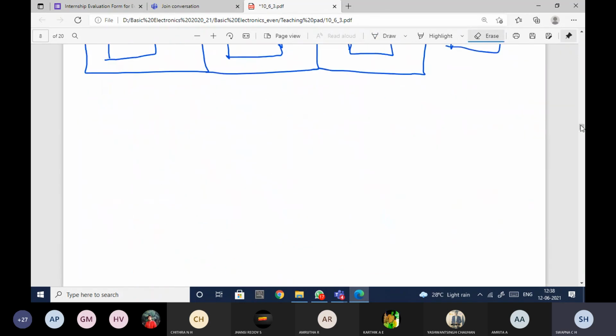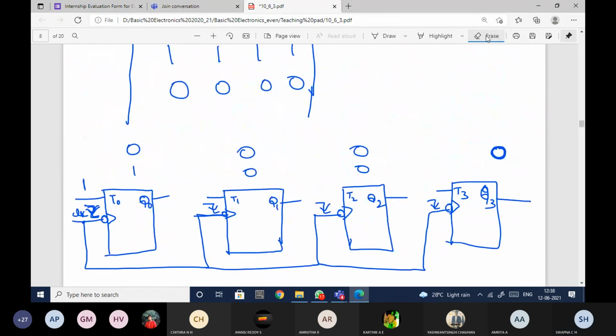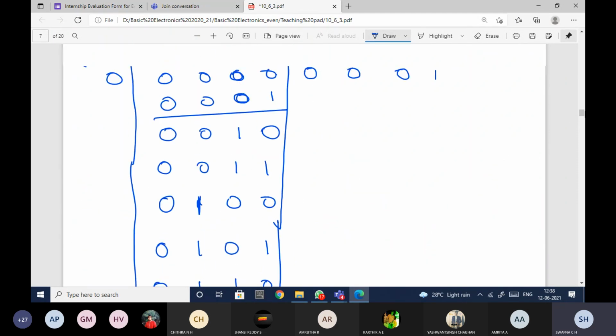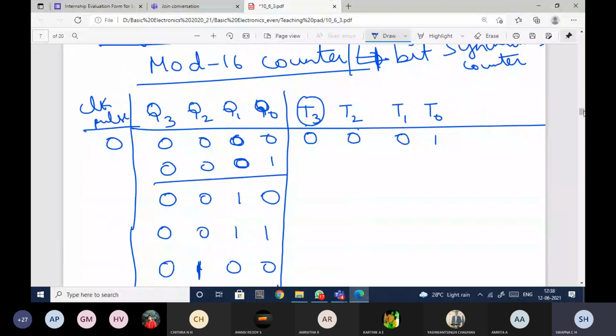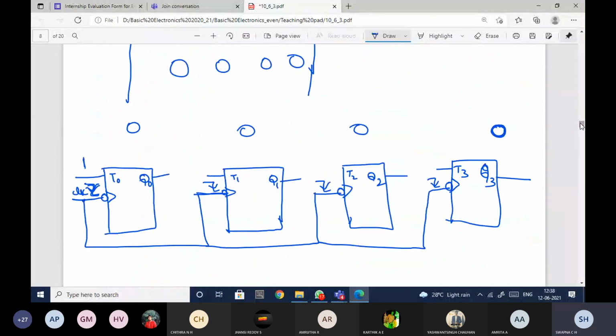Okay, I'll come back to the diagram again. Now my present state is 0 0 0 0. The toggle inputs are: T3 is 0, and only T0 is 1. T0 is 1 and all the rest are 0. So what happens? T0 is 1 and it is also getting the clock signal. So what happens to the output? The present state is 0, so what will be the next state?